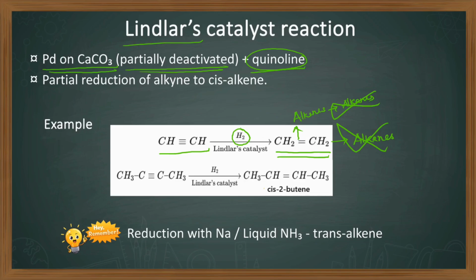The second advantage is that we selectively get the cis isomer when we use Lindlar's catalyst. Remember, we can use another reagent for the same partial reduction of alkynes to alkenes, which is sodium and liquid ammonia. The isomer we normally get is trans, but when we use Lindlar's catalyst, we get majorly only the cis isomer. That's all. We complete the named reactions in the alkanes, alkenes and alkynes unit. Thank you. Happy learning.